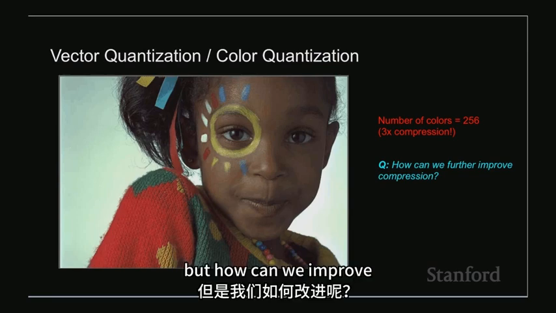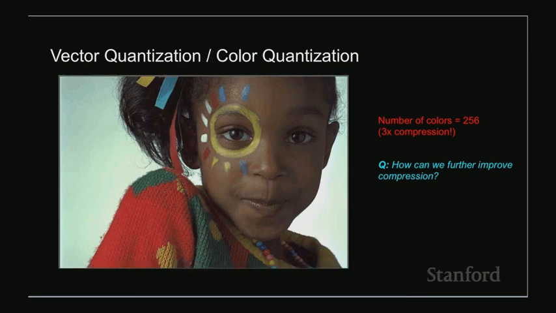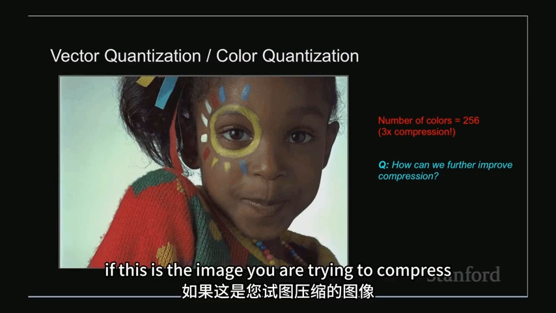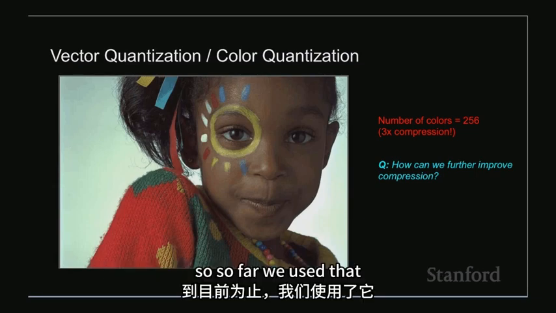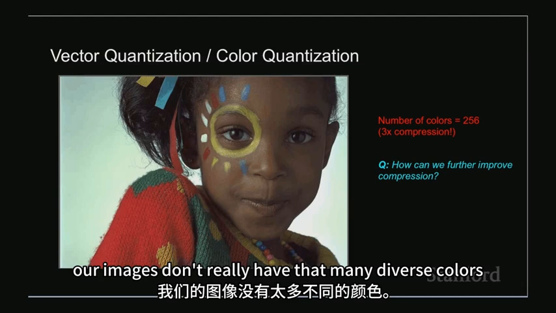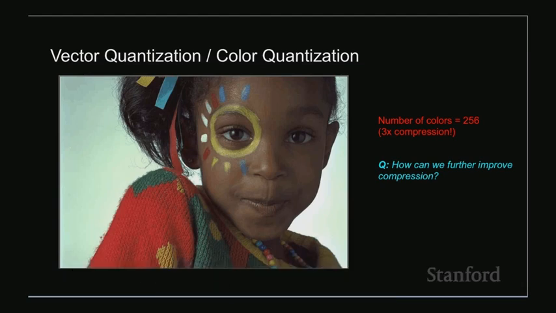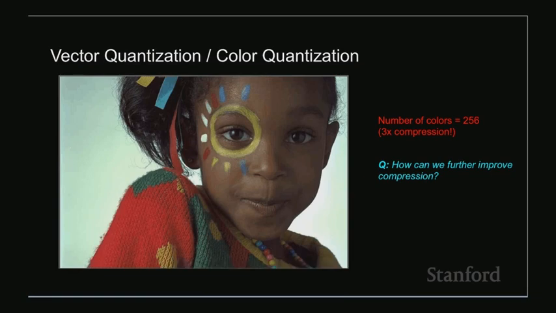Okay, but how can we improve? So what else can we do in this particular scenario? If this is the image you are trying to compress, so far we used the fact that our images don't really have that many diverse colors. What else can you use if you were trying to compress this?